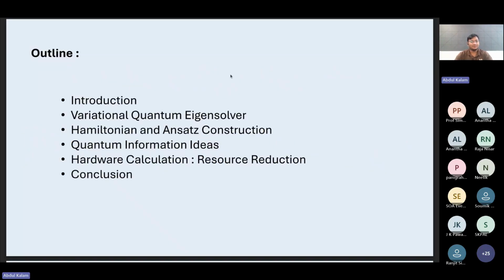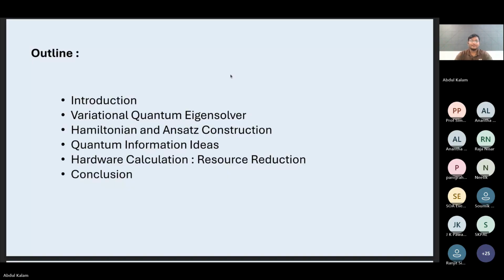So these are my outlines. I will start with a basic introduction of how we are approaching the problem of atomic and molecular physics using an algorithm called the variational quantum eigensolver, and how we are preparing the Hamiltonian as well as the ansatz. Recently we have also used quantum information ideas to construct the circuit, and I would like to present that. Also about the current hardware scenario, how one can run jobs on quantum hardware, and what things one has to keep in mind while constructing the quantum circuit.